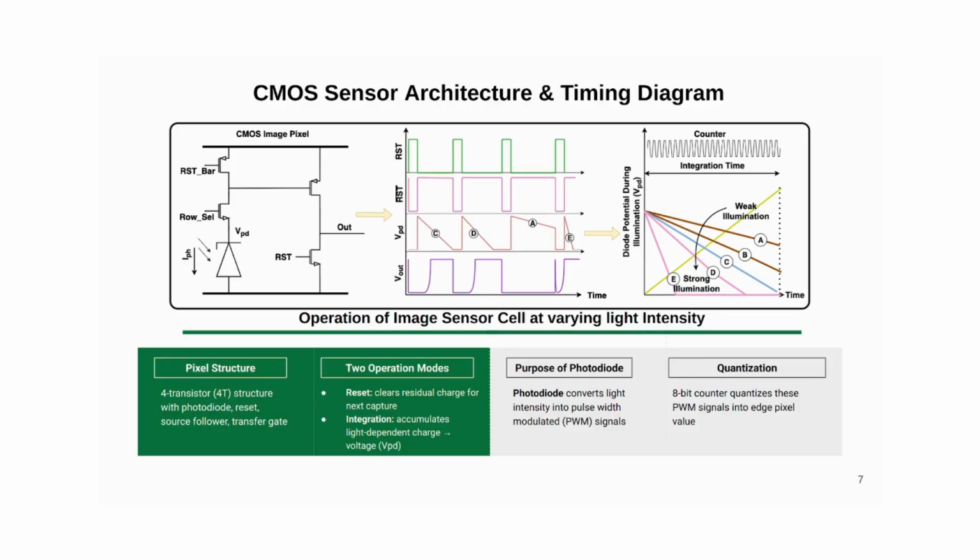The higher the pixel intensity, the sharper the slope of VPD, which is the potential difference across the photodiode. This leads to a longer pulse on time, and thus higher counter values.